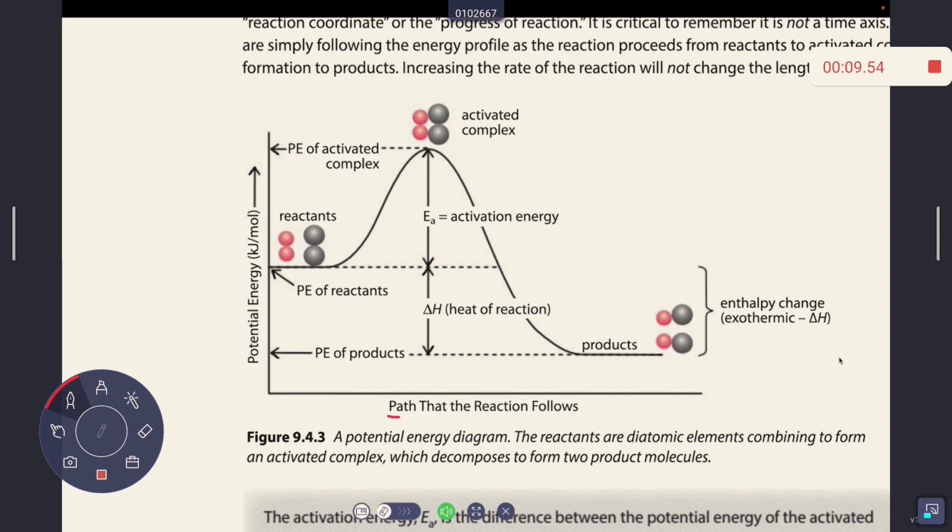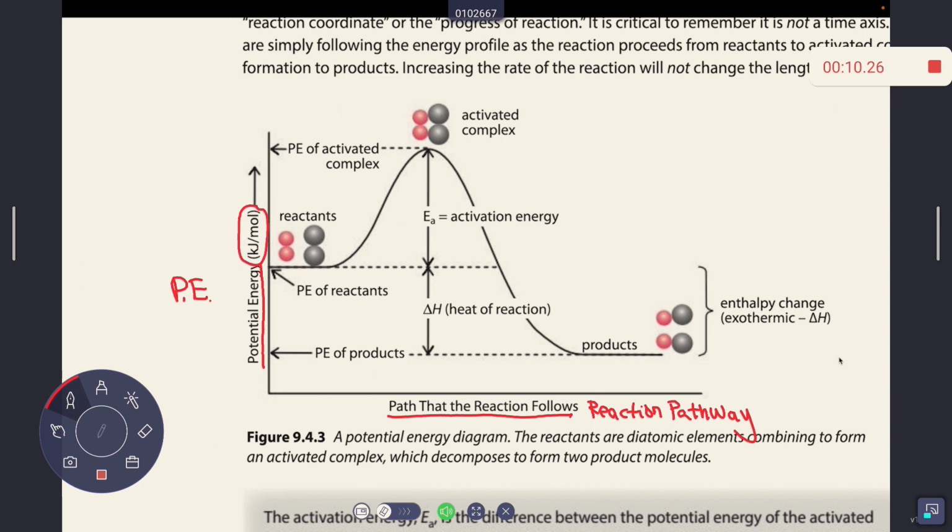You should know that the x-axis is the path that the reaction follows. I'm totally fine if you want to abbreviate this as the reaction pathway, just make sure you don't write that this is time. Okay? And then the y-axis is your potential energy. You may abbreviate this with a capital P, capital E for potential energy. Your units are typically given on the y-axis. It says it's in kilojoules per mole.